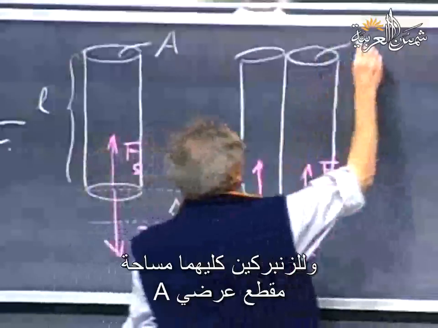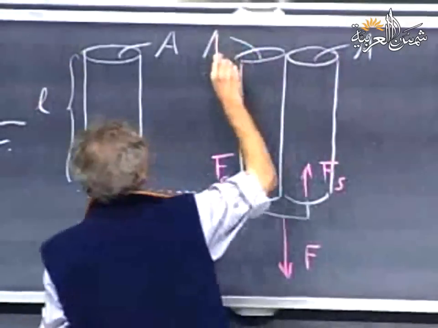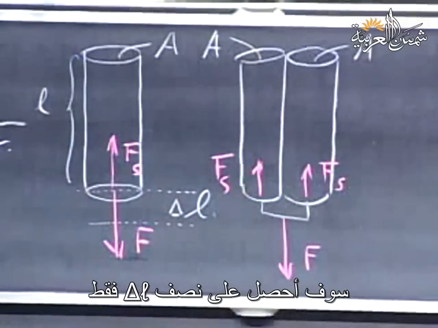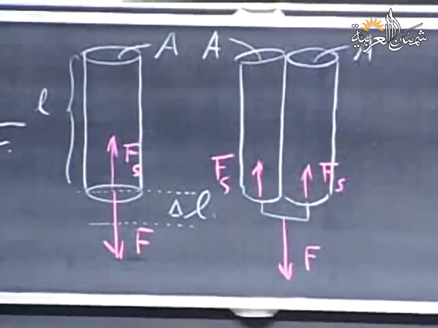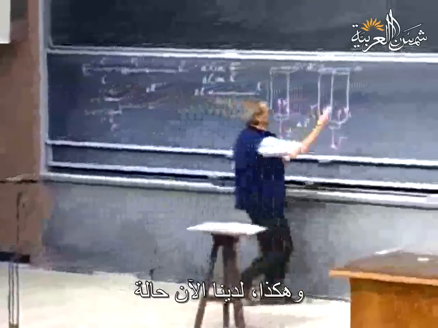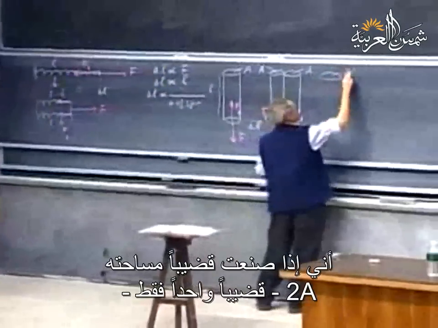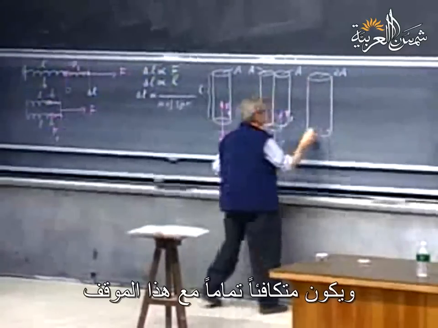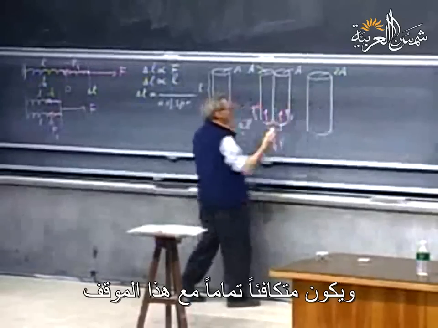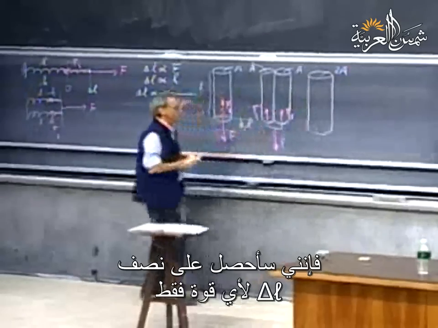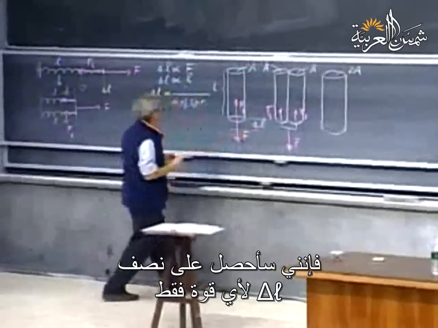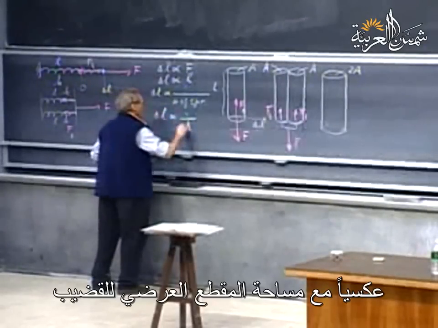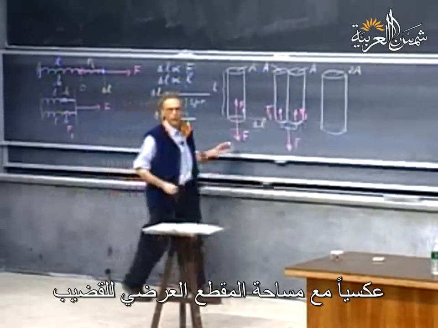So they both have a cross-sectional area A. And so now with double the cross-sectional area, I get only half of delta L. And so now we have a situation that if I made a rod whereby this was 2A, just one rod, which is completely equivalent to this situation, I'm only getting half delta L for a given force. And so now we have that delta L is inversely proportional to the cross-sectional area of the rod.